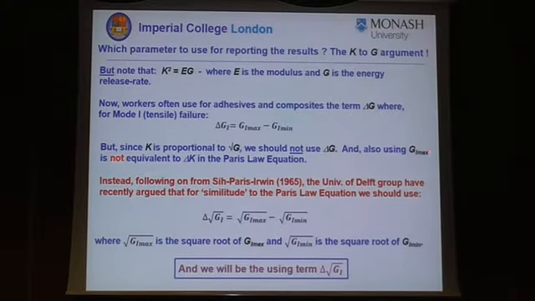And obviously using G1 max is also not the same thing as the Paris law in terms of stress intensity factors. So following on from the Paris-Irwin paper of 65, the elegant work, again done by the University of Delft group, they argued that for similitude to the Paris law equation, you should use this equation for your plots. This is delta root G, where this is obviously the square root of G1 max, this is the square root of G1 min. It follows obviously from this proportionality, and we'll be using the term delta root G as the analogy and the similitude to the Paris law. So that's one main part of this talk.